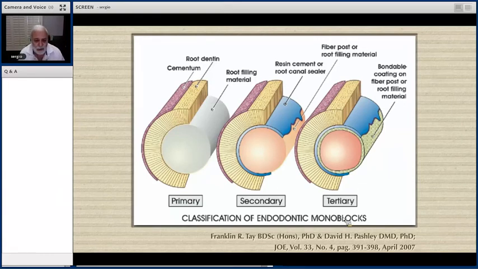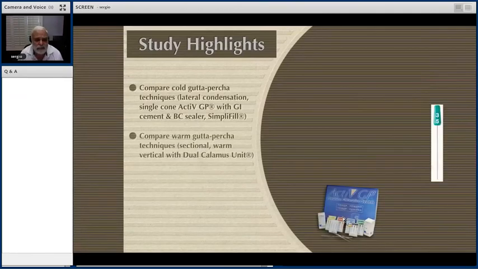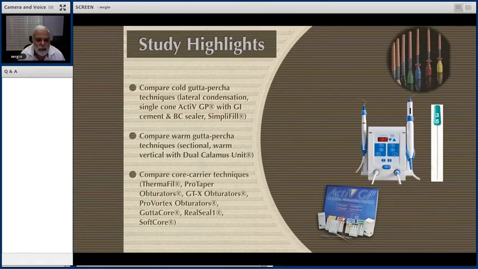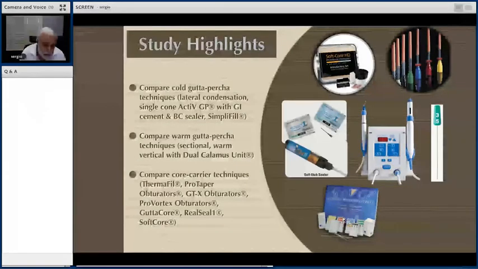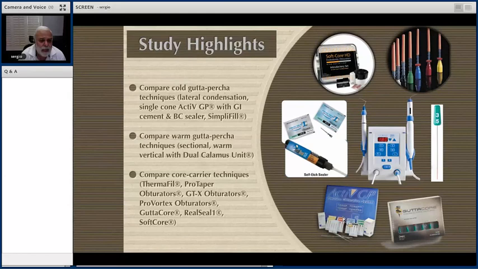It's impossible to achieve. So the highlights of these studies were to compare cold Gutta-percha techniques, lateral condensation, single cone Active GP, and the glass ionomer cement, or the BC sealers that were coming to the market in the early 2007, 2008. Then we compared warm Gutta-percha techniques, one sectional, and also using the dual Calamus units. And then to compare the filling techniques with the core obturators: ThermaFil, Protaper Obturator, GT Obturators, ProVortex Obturators, Gutta-Core, Real Seal, and Soft-Core.